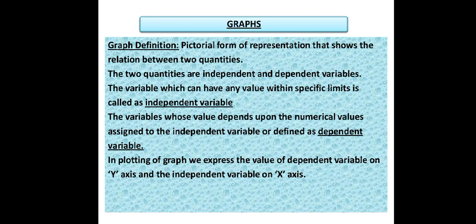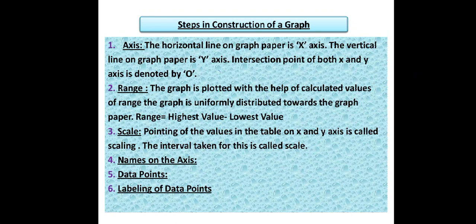Now the next topic is steps in construction of a graph. In that we have 6 steps. First one is axis, second one is range, third one is scale, the fourth one is names on the axis, fifth one is data points, sixth one is labeling of data points.